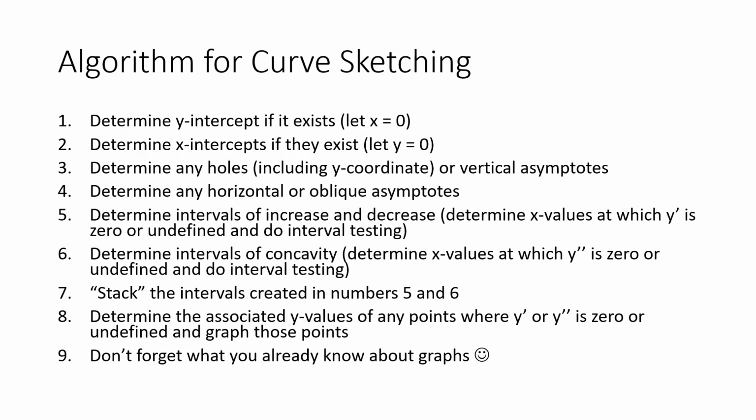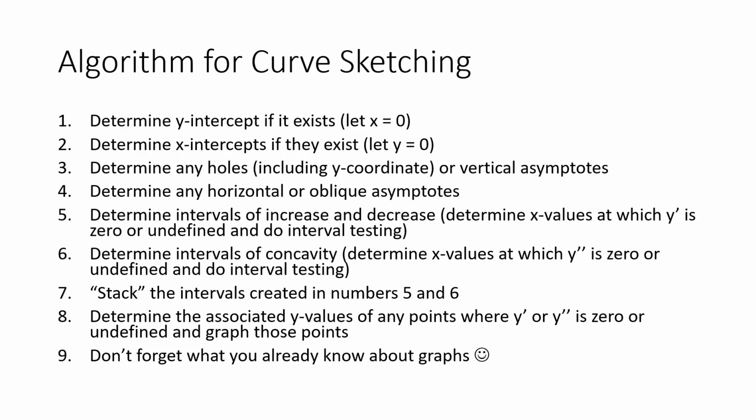You want to determine any holes or vertical asymptotes. You want to determine any horizontal or oblique asymptotes. And if there are any of those, what I do is I put them down on the paper right away. Now, you want to determine in step 5 any intervals of increase or decrease. And we're going to require interval testing for that.